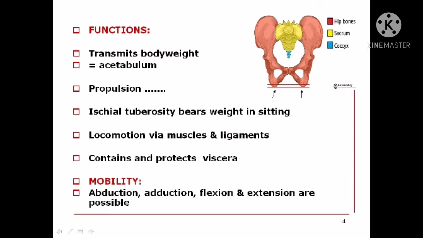The viscera are the rectum, the urinary bladder, in female the female genital organs, and the important major blood vessels, the aorta and the inferior vena cava. All types of mobility, the abduction, adduction, flexion, and extension, are possible.